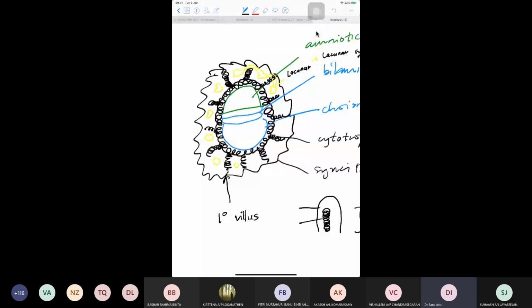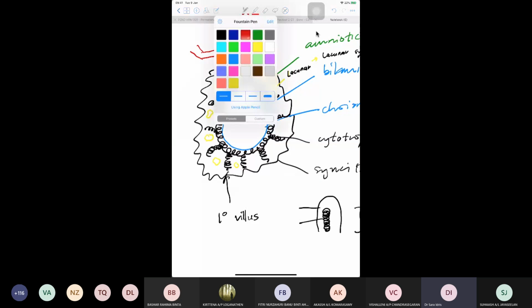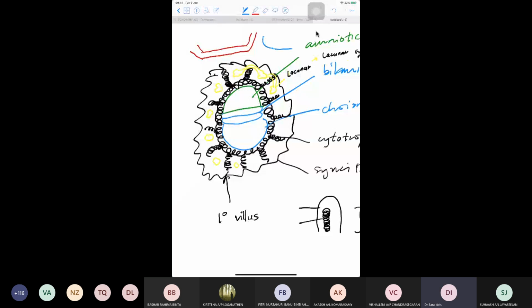Now, these structures here are going to be implanted in the uterus, okay? And as it implants in the uterus, as I mentioned earlier, your uterus has a lot of blood vessels, so it becomes very vascular. You have a lot of blood vessels around, arteries and spiral veins in your endometrial layer.